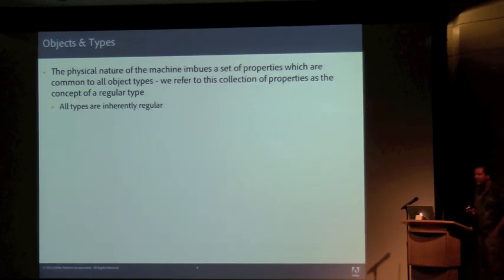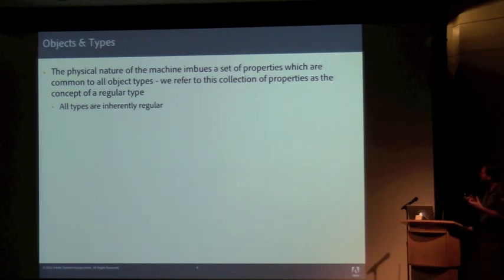okay? Now, the physical nature of the machine, meaning that a machine has memory, so we have bits in memory, imbues all types with a set of common properties. And these occur over and over and over in every language. Why are object types copyable? Okay, right? I can duplicate them, I can make two of them. We've been learning a lot about move and a no-throw move. That's just inherent in the machine. Equality comparison is inherent in the physical nature of the machine, okay?